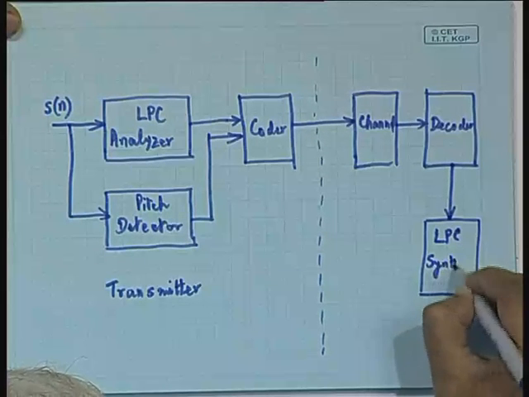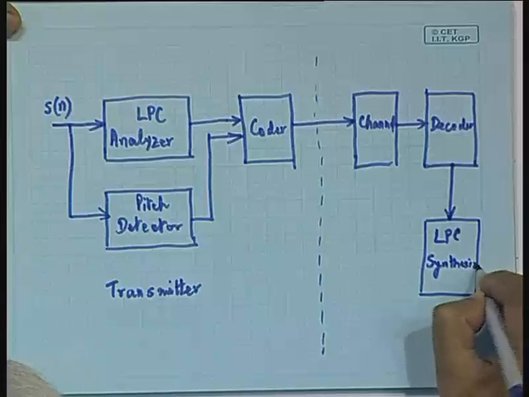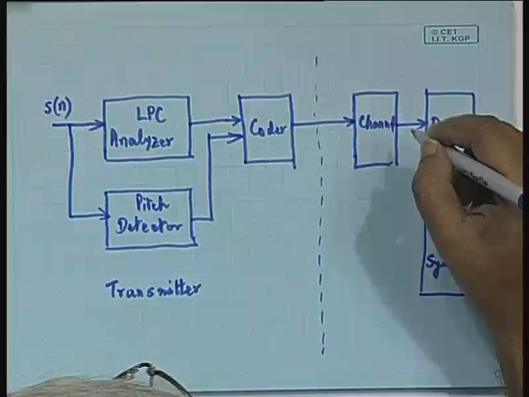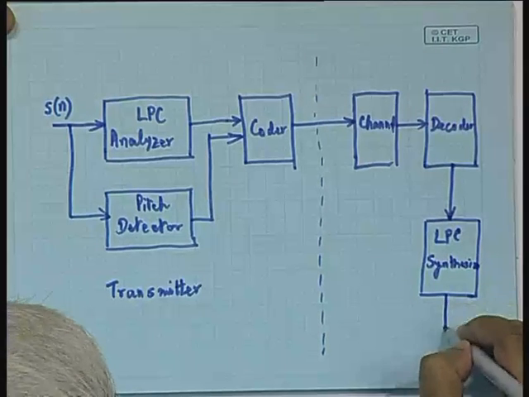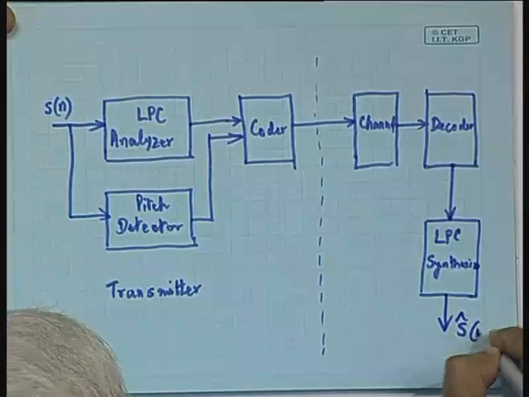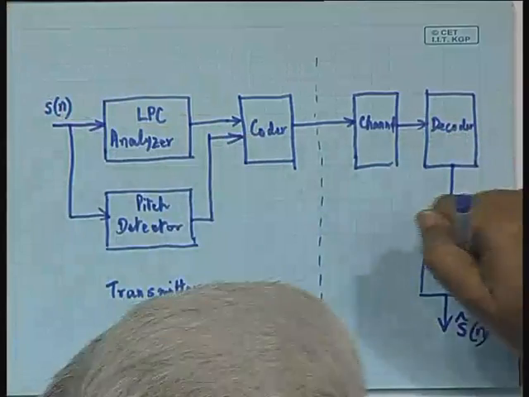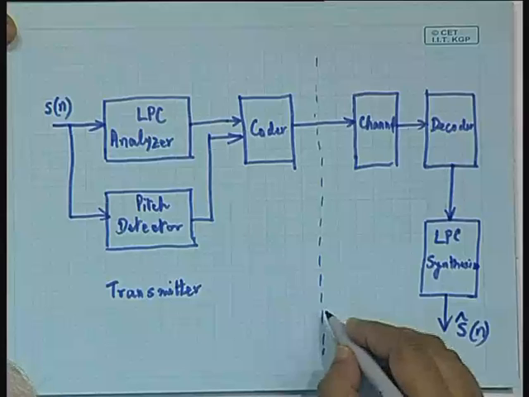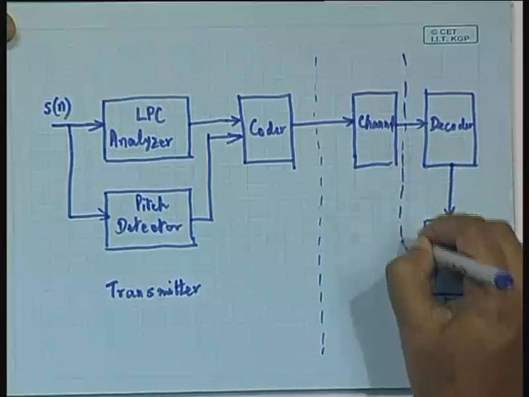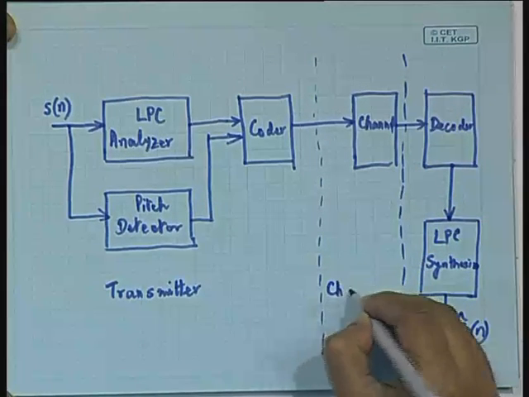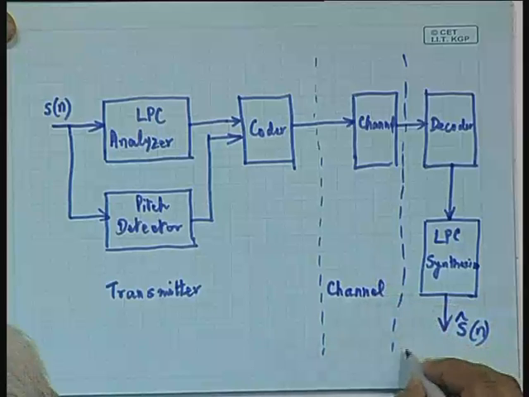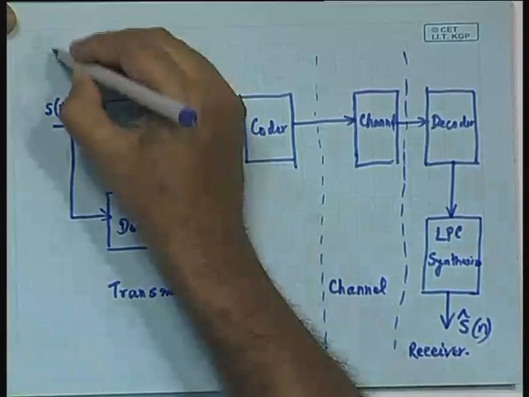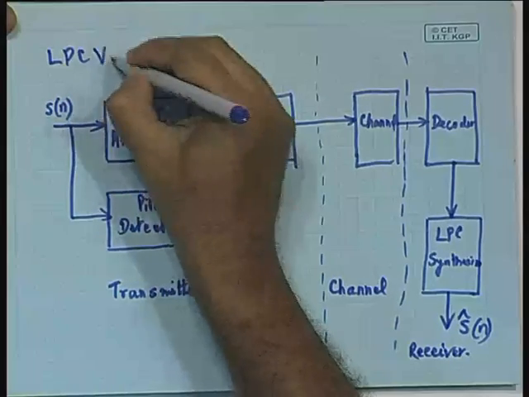The LPC synthesizer we already discussed in the last class. So both the LPC analyzer and the LPC synthesizer we already discussed, and the LPC synthesizer output is going to be s cap of n. Here it is s of n, and the LPC synthesizer output is s cap of n. So this is the channel part, and on this side we are having the receiver. Together this composes the LPC vocoder.